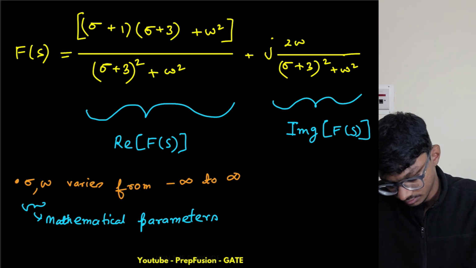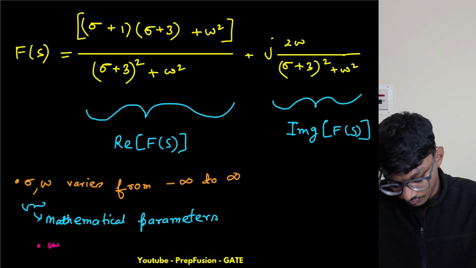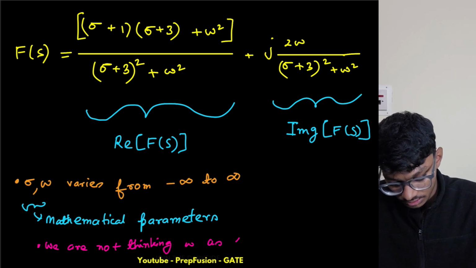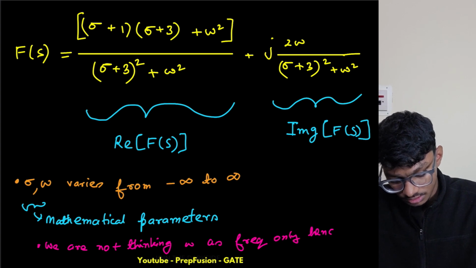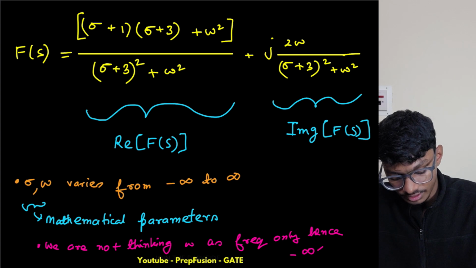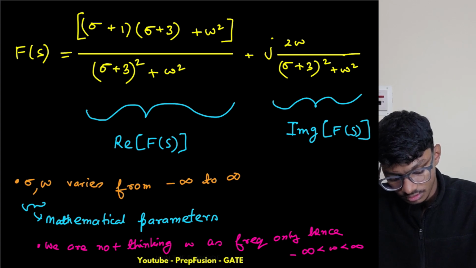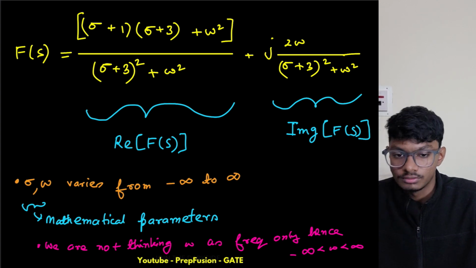I will write here, we are not thinking omega as frequency only, hence it will go from minus infinity to infinity, right? Omega will vary from minus infinity to infinity. Okay, this is one important fact to note here.